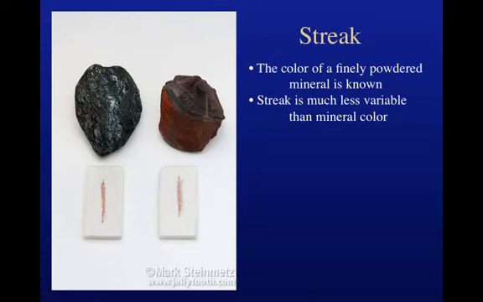Streak. So this is the color of a finely powdered form of the mineral that you're looking at. And it's very helpful, particularly with a mineral like hematite, when it comes in different varieties. And the hematite on the right that looks rusty red maybe looks more familiar to you than the specular hematite on the left. But the streak will give up the secret.